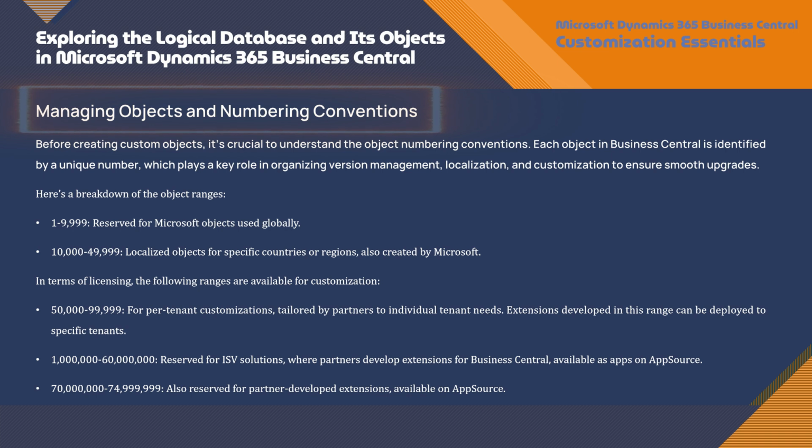1 million to 60 million reserved for ISV solutions, where partners develop extensions for Business Central available as apps on AppSource. 70 million to 74,999,999 also reserved for partner developed extensions available on AppSource. Understanding these conventions is essential before you begin creating new objects for your solutions.